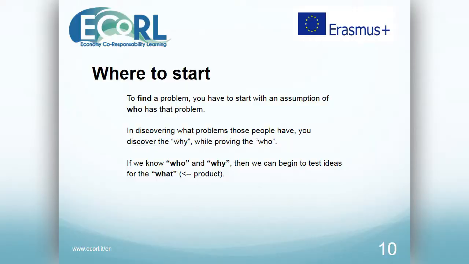Which then gives us customer theory. Customer theory works around what we've already decided in our problem theory, but it's one part of a problem theory, the who. A customer theory is a way of understanding who is facing the problem, and in discovering what the problems of those people are, you discover the why. And once you know the who and the why, you can develop and test ideas for the what. So this is where we start.